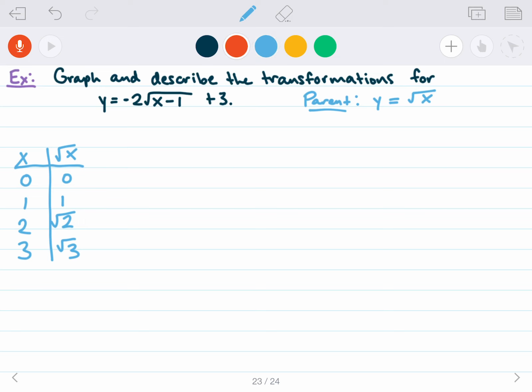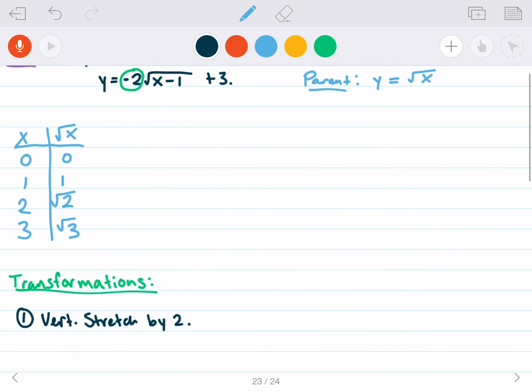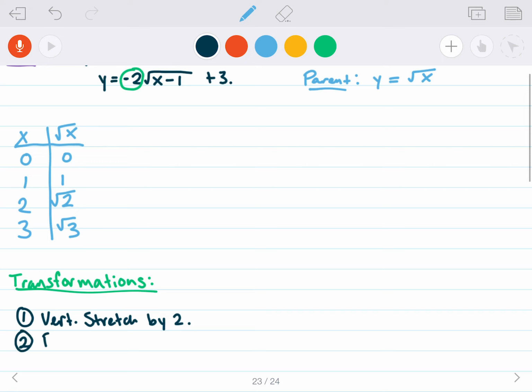Now, let's talk about my transformations. Okay, so what's happening on the outside is multiplication by -2. So we can sort of split this into two separate transformations. The first one is a vertical stretch by 2. And that negative sign is going to tell me it's a reflection across the x-axis.